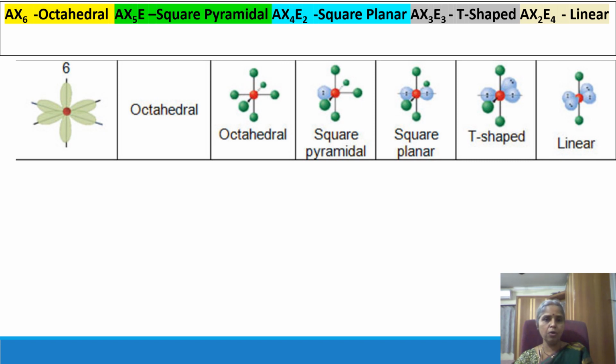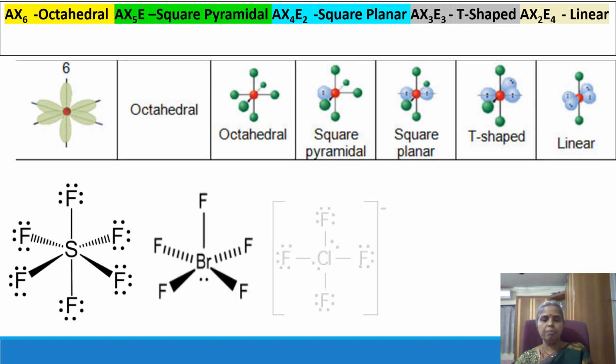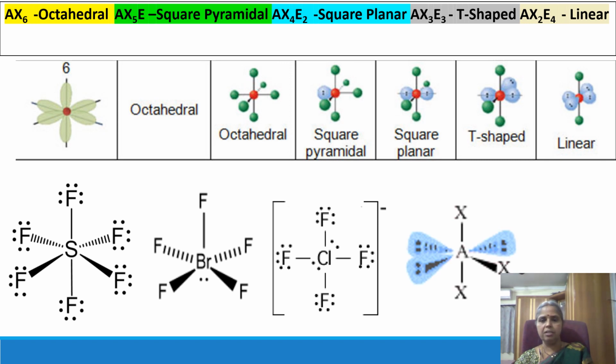With one lone pair it is square pyramidal, with two lone pairs it is square planar, with three lone pairs it is T-shaped, and with four lone pairs it is linear. All of them are shown here. You can see lone pairs are always depicted in blue, and bond pairs or bonded atoms are depicted in green. The examples are presented underneath.